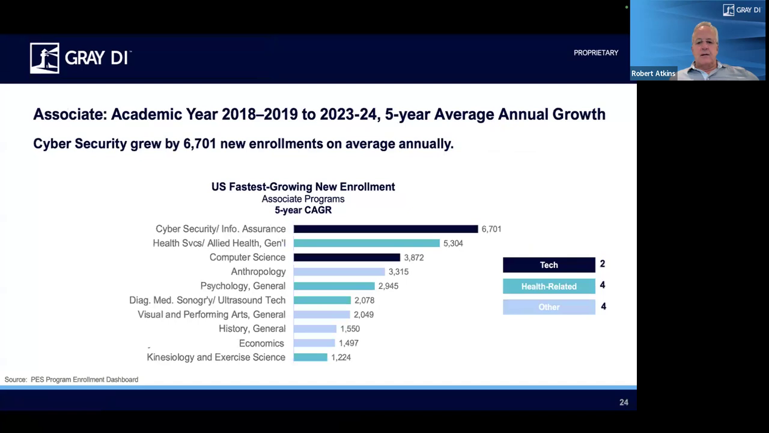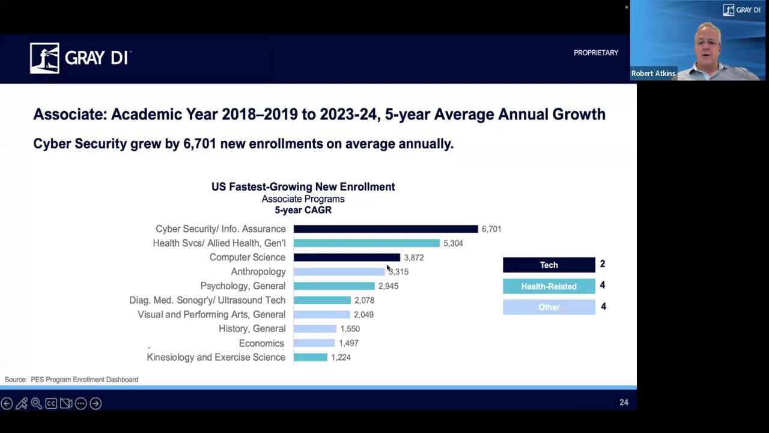So as we look at associate programs, the picture changes quite a bit. And health-related programs now come to the top. 4 of our top 10 are health-related programs: health services, allied health general, with over 5,000 new students enrolled, psychology with almost 3,000, diagnostic medical sonography with over 2,000, and kinesiology and exercise science up 1,200. We do have a couple of tech programs. One is the largest single growth in enrollment of all programs at the associate level, and that is cybersecurity, up nearly 7,000 students enrolled per year over this 5-year period.